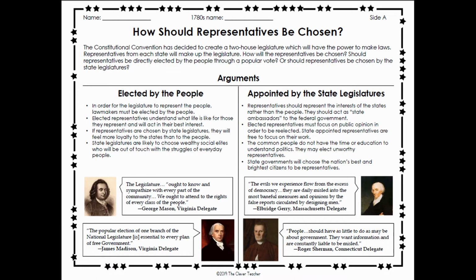Now this slide shows how should representatives be chosen. Basically, you have the two groups, people that think they should be elected and people that think that they should be appointed. And if you look on here, on the left-hand side, it's elected by the people. On the right-hand side, it's appointed by the state legislatures. What you need to do is read through these things and see what the arguments are for elected and what the arguments are for state legislatures to be appointed. Because later on, you're going to be asked to vote. And when you vote, you're also going to be asked to argue for or against whatever your position is. So you need to look at this and make sure you know what it says.